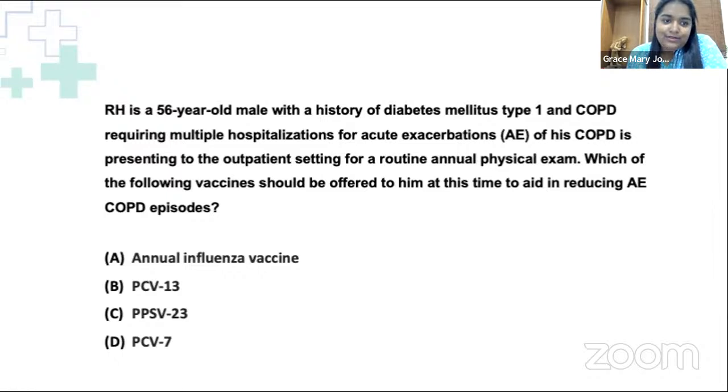The correct answer for this one is actually B, which is the conjugate vaccine 13, because the patient is less than 65 years old, and at this time the patient should get PCV 13 rather than PPSV 23.